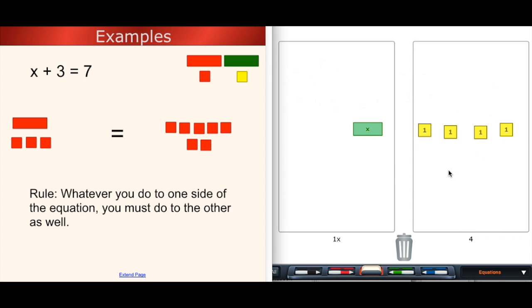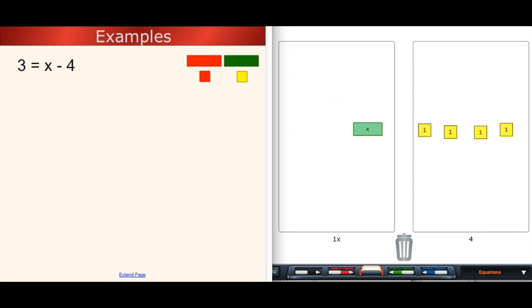And you probably guessed that was the solution to x at the beginning. So that's how we can use our algebra tiles to solve an equation. Now I'm going to get a little bit harder. Okay, so I'm going to show you what you can do when we have a situation like this.